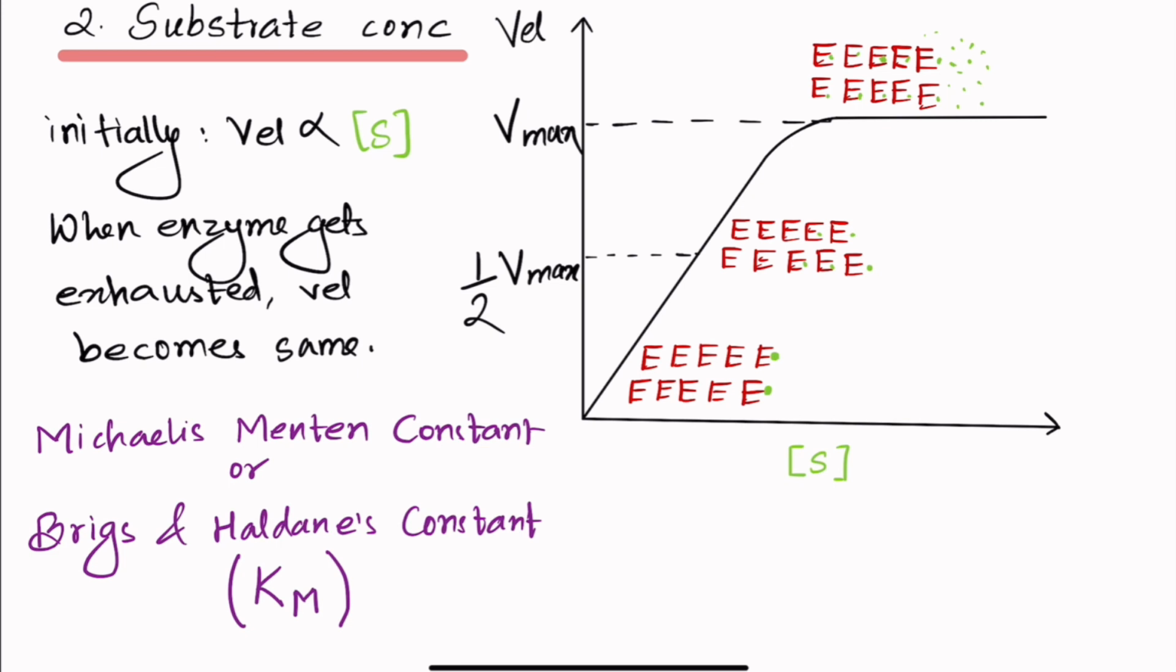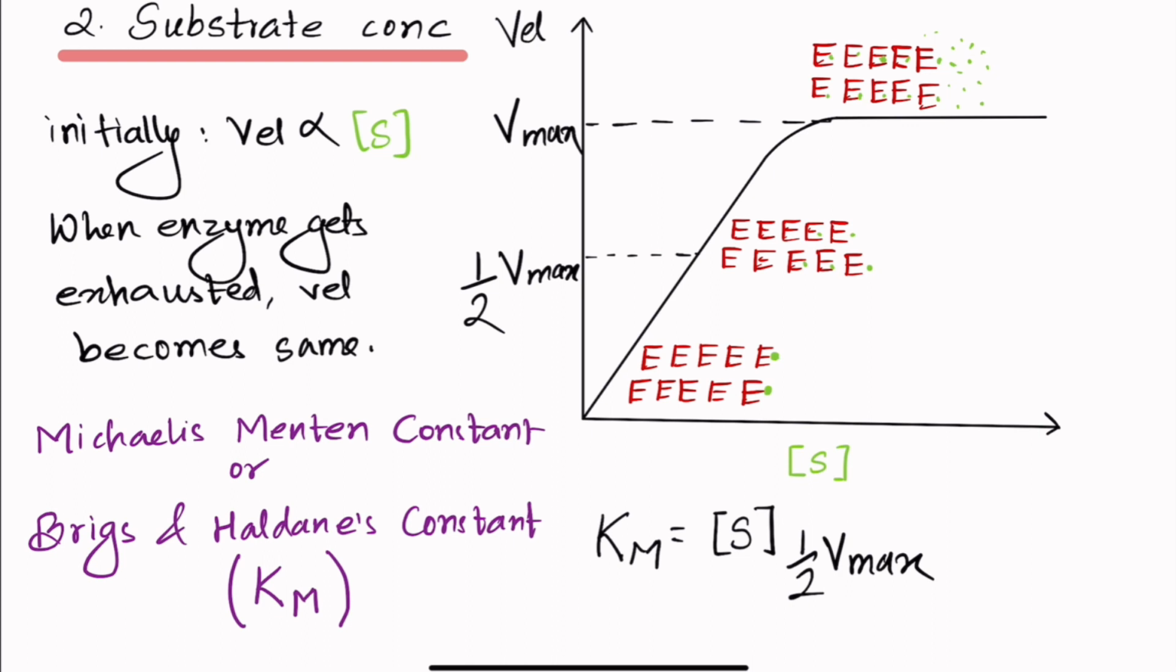So there's a constant called Michaelis-Menten constant or Briggs and Haldane's constant, which is represented with the help of K, M. M for Michaelis-Menten and K means constant. So it's a Michaelis-Menten constant. What exactly is Michaelis-Menten constant? Michaelis-Menten constant is basically the concentration of the substrate during which the velocity of the reaction is half the maximum velocity. So it is the substrate concentration to produce half the maximum velocity.